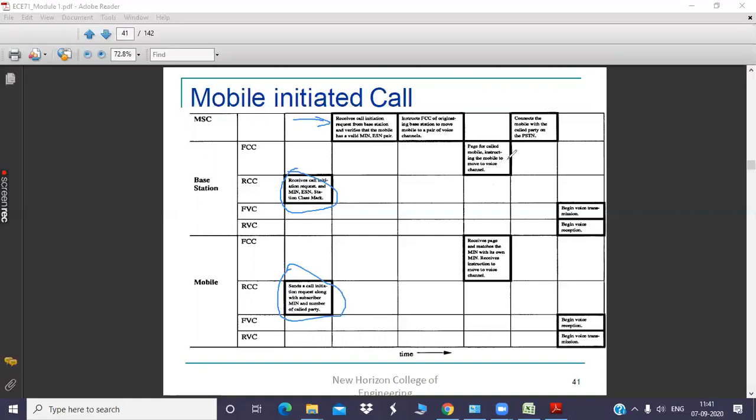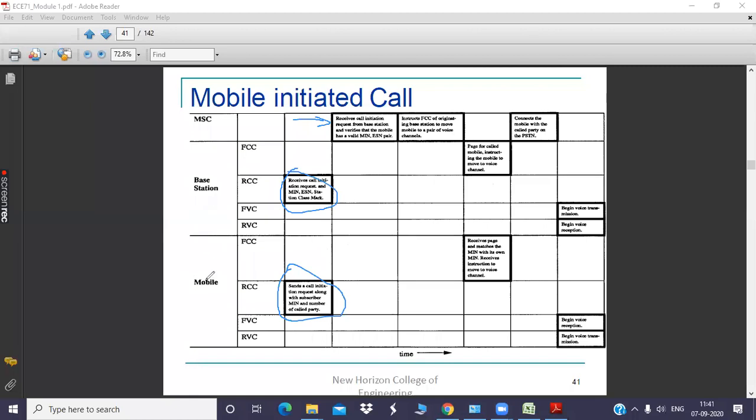So the base station will receive the confirmation from the MSC, so that it will page the called mobile, instructing the mobile to move to the voice channel. Okay, so a set of voice channels will be allocated to the called mobile. So he will instruct the called, not the calling mobile, he will instruct the called subscriber to move to the respective voice channel. Then the mobile receives the page.